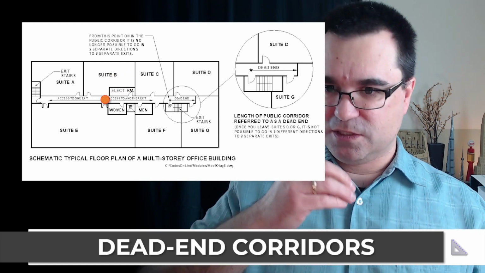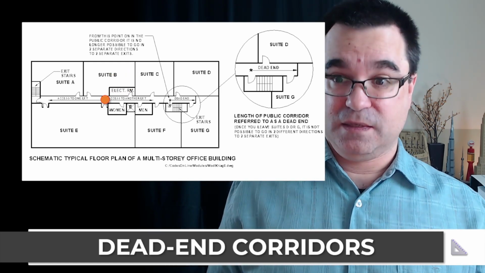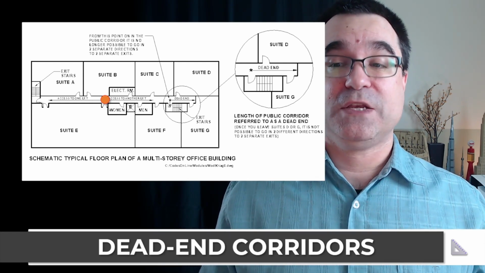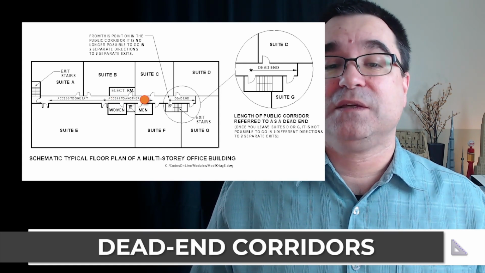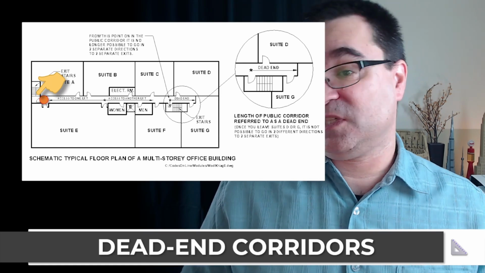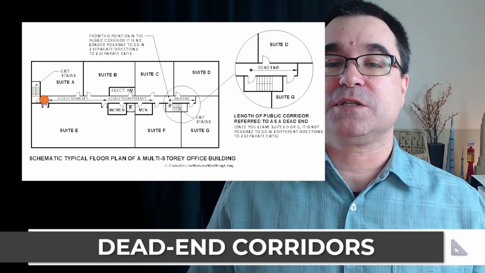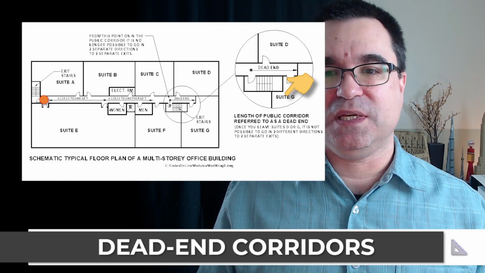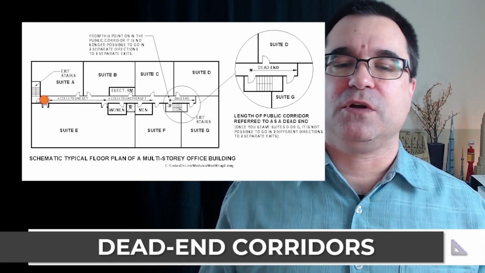That red dot is you, having just exited through the door to get out of suite E. So you're in the public corridor, which means you have a choice. You can turn right to go towards this exit, or you can turn left to go towards this exit, right? Those two exit stairs. Now, for a moment, let's look at suites D and G, which I've highlighted up here, okay?